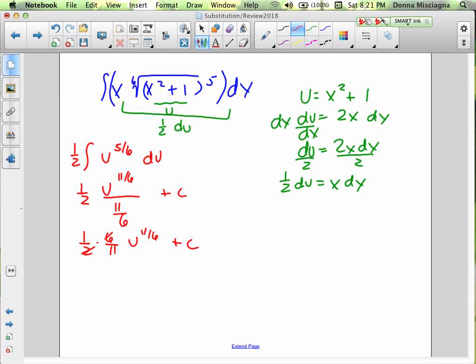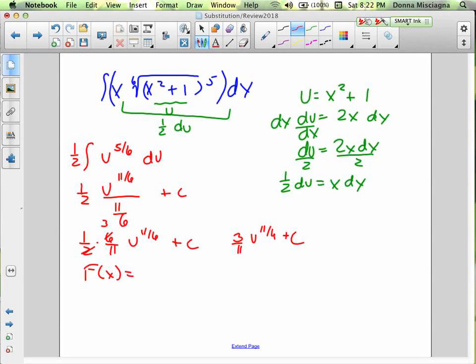And that will cancel. Right, so f of x equals, actually let me write it one more time over here, nice and cleaned up, and then we'll substitute. That would be 3/11 u to the 11/6 plus c.